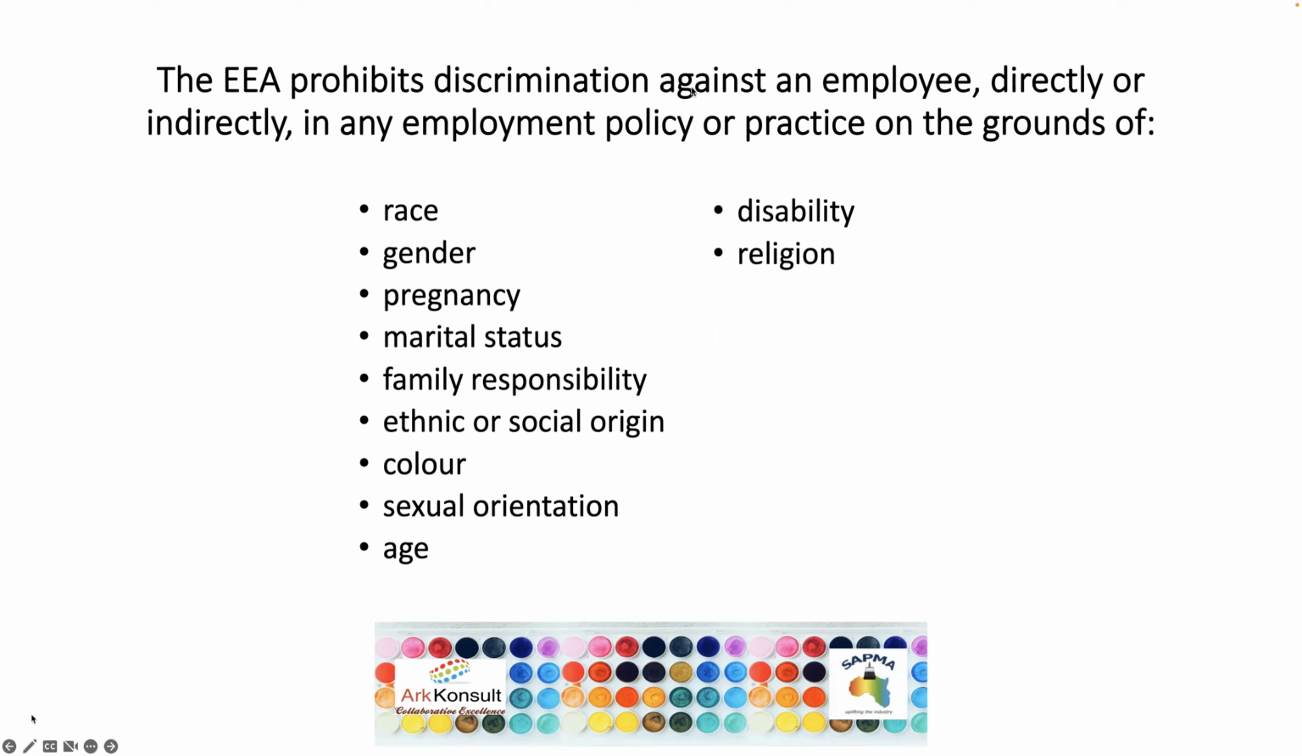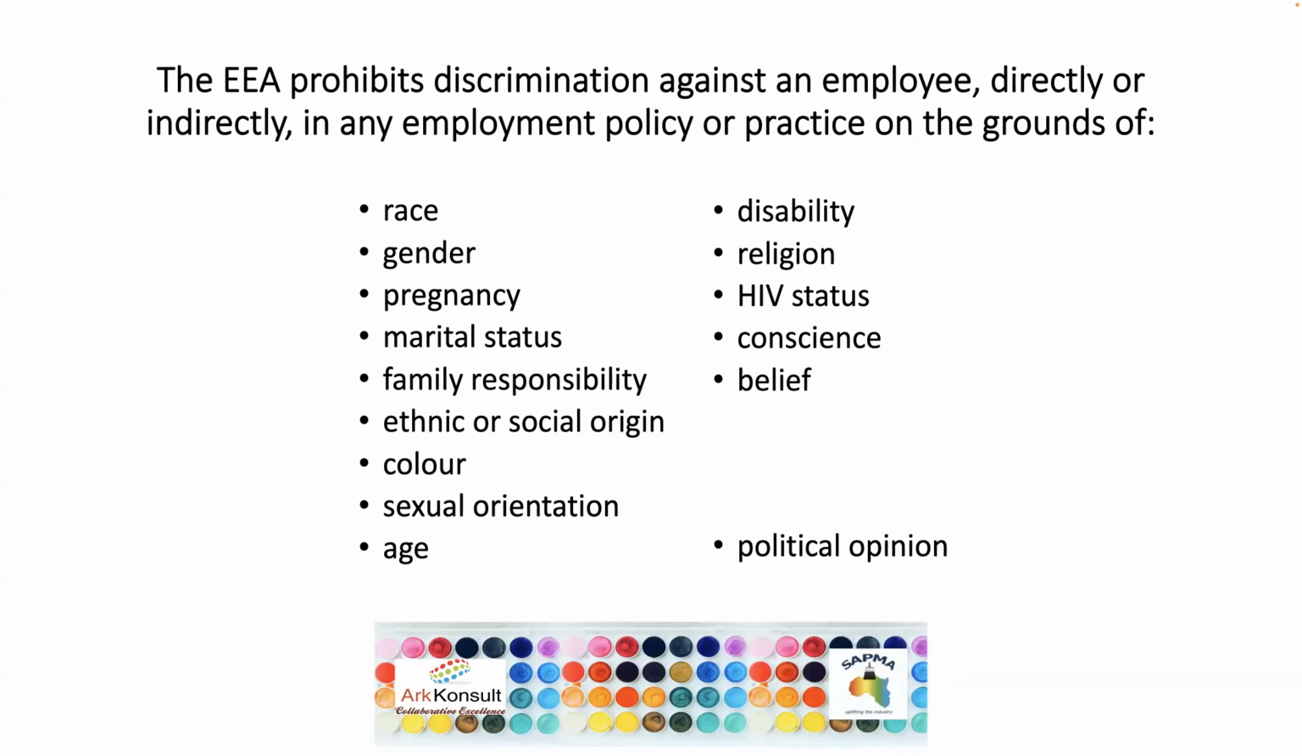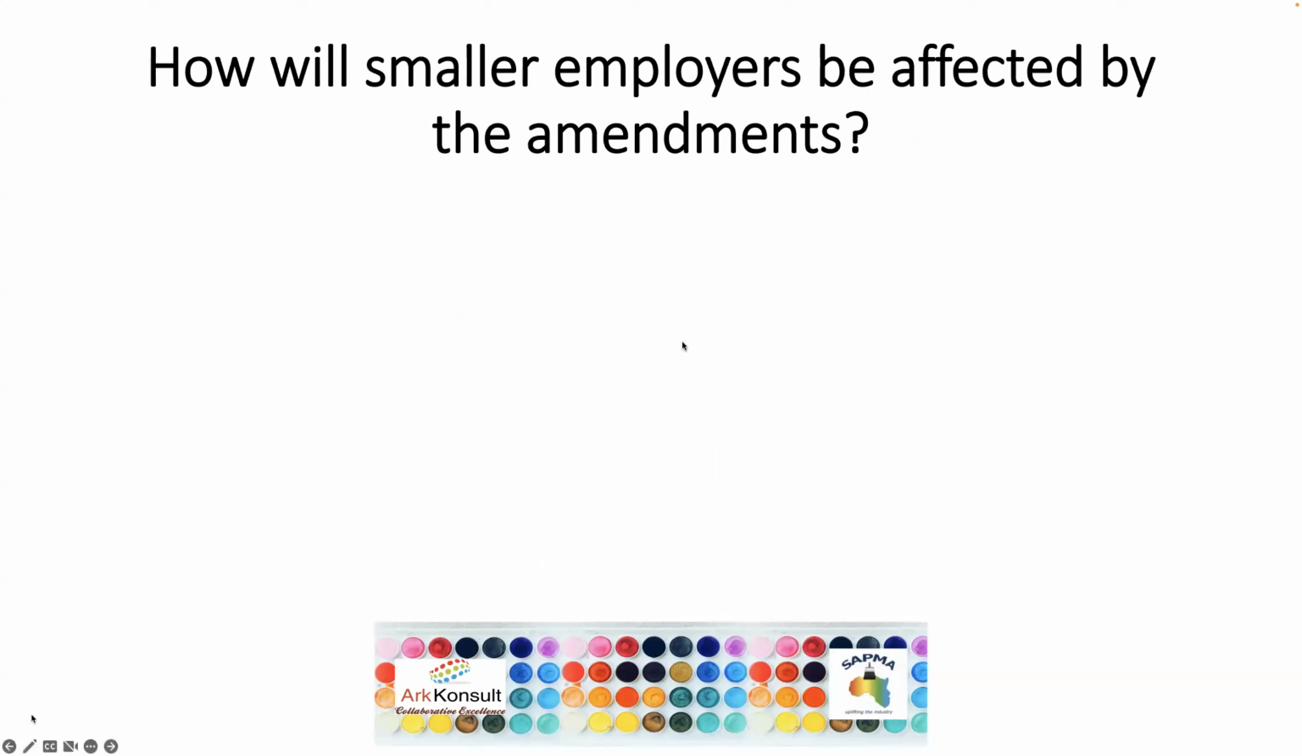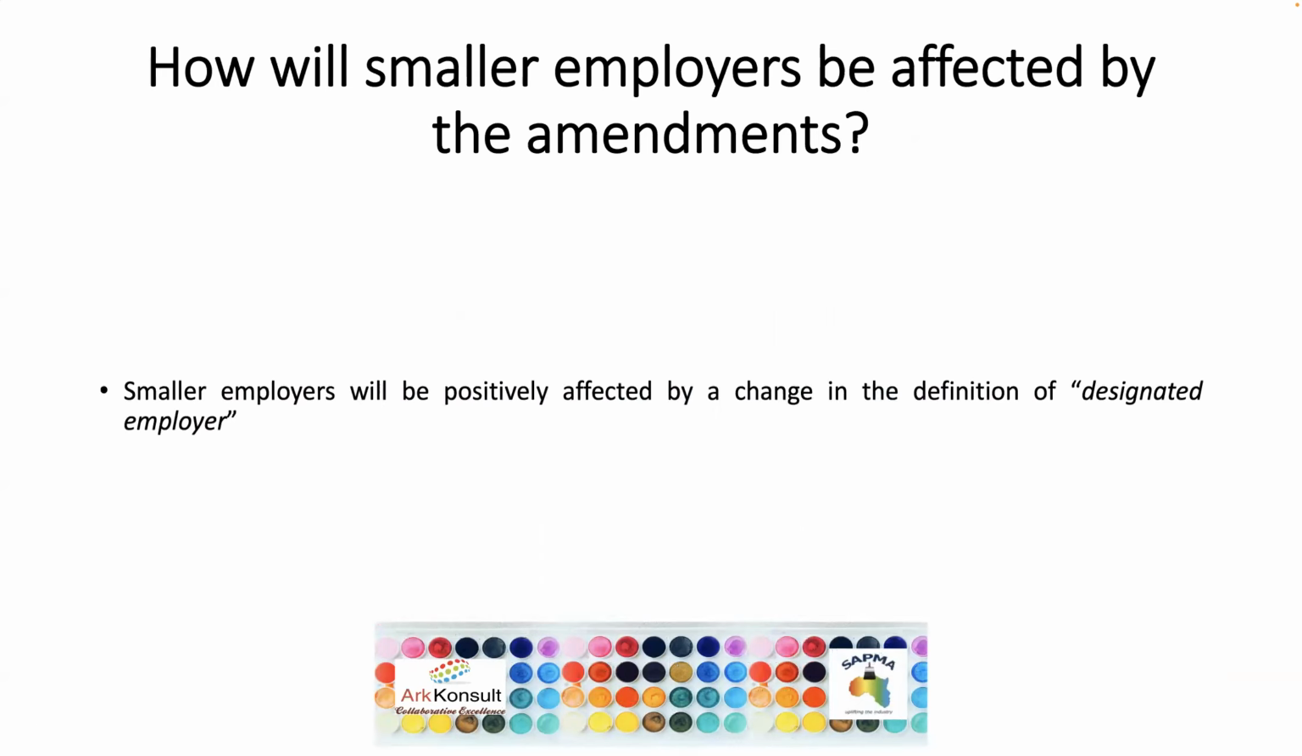You can't discriminate against anyone on the basis of religion. You certainly cannot discriminate against anyone on the basis of HIV, or on the basis of how they enact, express, and live out their conscience, or in terms of their beliefs, what they believe or what they don't in fact believe in, on their political opinion, unless that political opinion inhibits productivity in the workplace. You cannot discriminate against a person on culture, certainly not language, and certainly not birth. Good. So those are the things that are specifically managed by the Employment Equity Act in terms of what you cannot do. So the question is, how will smaller employers be affected by the amendments?